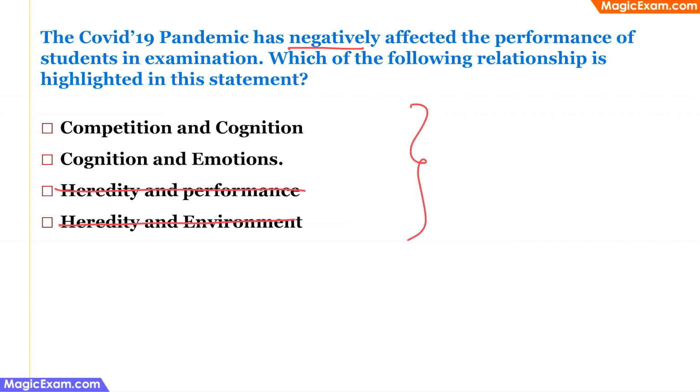Next, there is no computation that is being mentioned here, right? Therefore, computation and cognition can also be eliminated. So, only cognition and emotions is the option that we are left with, which has to be the correct answer. That is, you are cognizant of the fact that the COVID-19 pandemic has affected the students in the examination, and you are also cognizant of the fact that the pandemic has negatively affected the performance of the students in the examination. Therefore, cognition and emotion is the best option here.